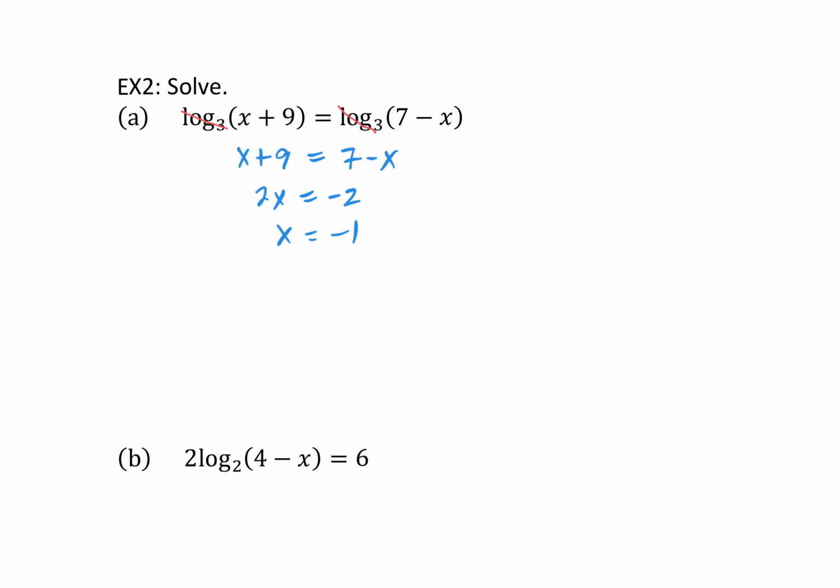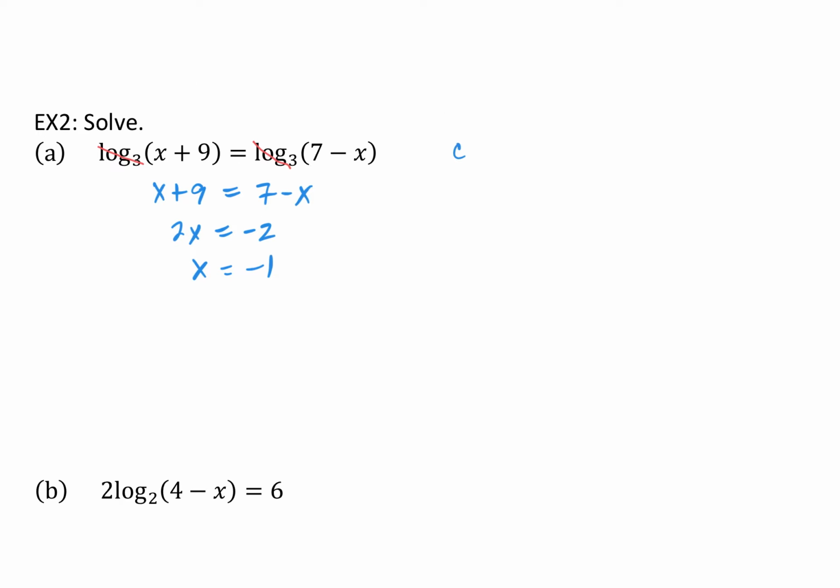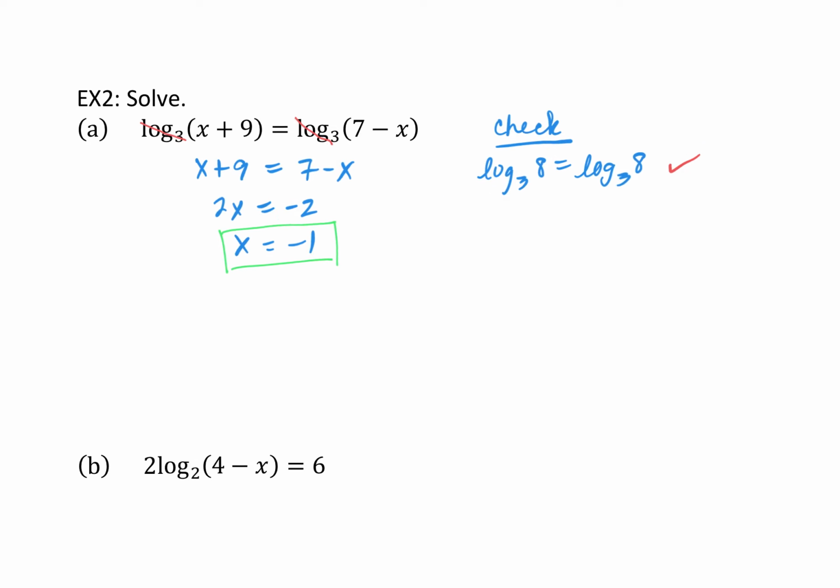Again, I have to check that solution. I have to check it to make sure I don't get a negative argument. If I put in negative 1 for x, on the left-hand side, I'm going to have log base 3 of 8, which is fine. It's not negative or 0. On the right-hand side, I get log base 3 of 7 minus a negative 1, which is also 8. So we're fine. And in fact, it is the solution. Log base 3 of 8 is equal to log base 3 of 8. So x equal to negative 1 is a good solution.